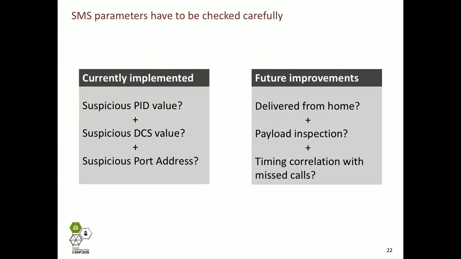So this is what is inside SnoopSnitch. There are three main criteria, so PID, DCS, and port address. They are implemented and tested, let's say. And there are other options that we are thinking of implementing that are actually more difficult to test and to make reliable. So for example, you could check that who sends you the SMS is sending it through your SMS gateway, the SMS gateway of your mobile operator. And you could check if the SMS comes from another one. That shouldn't happen.